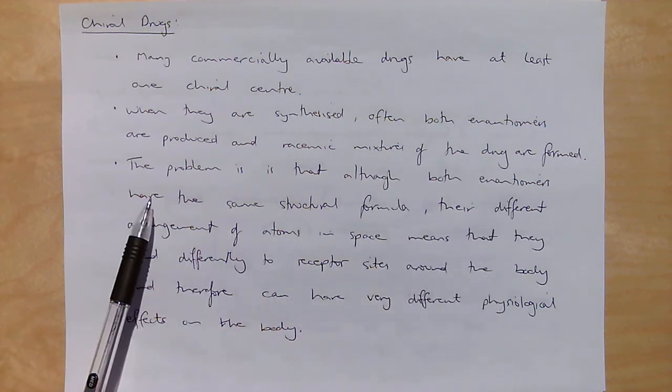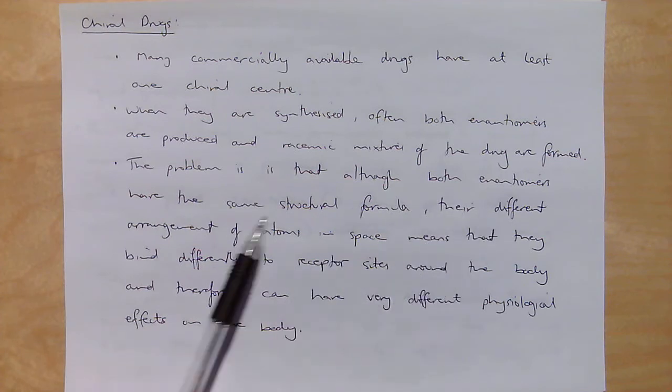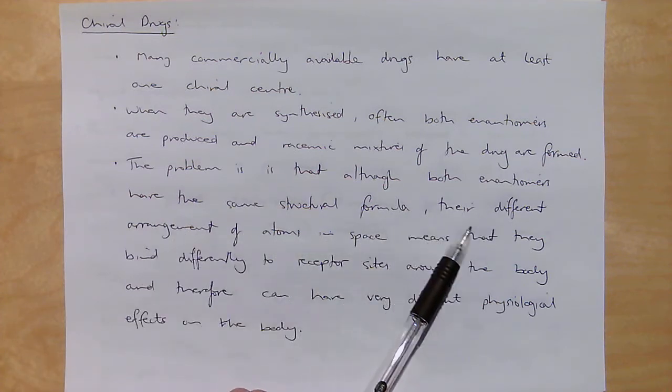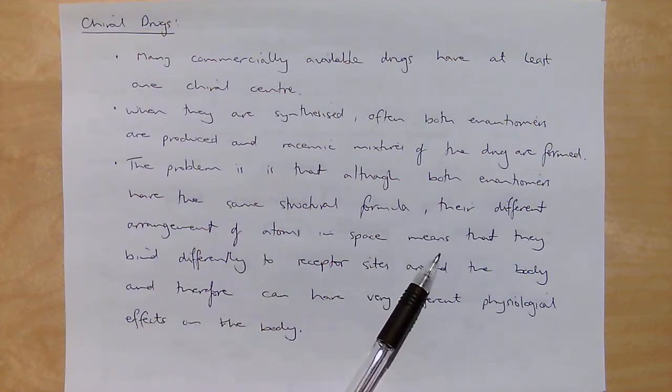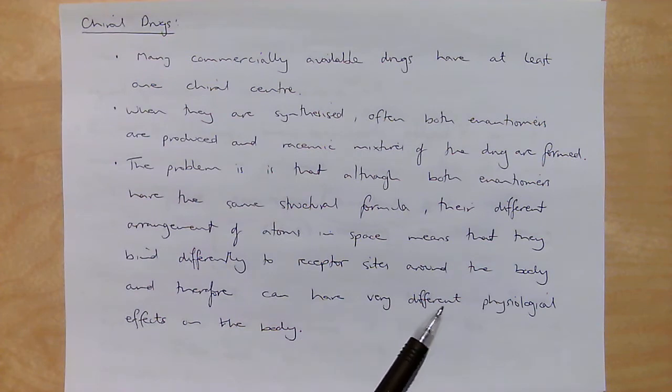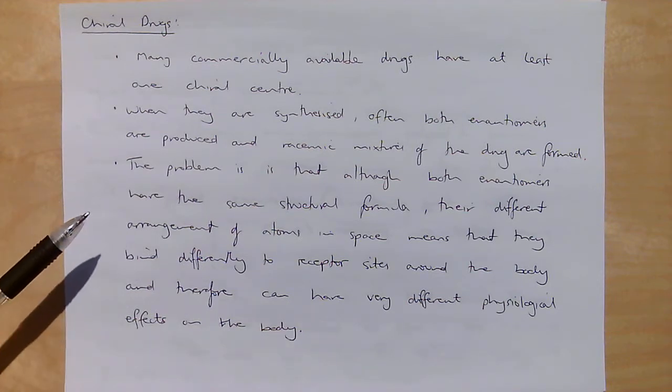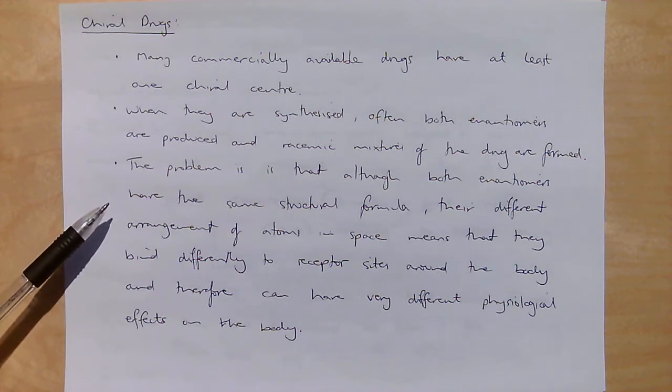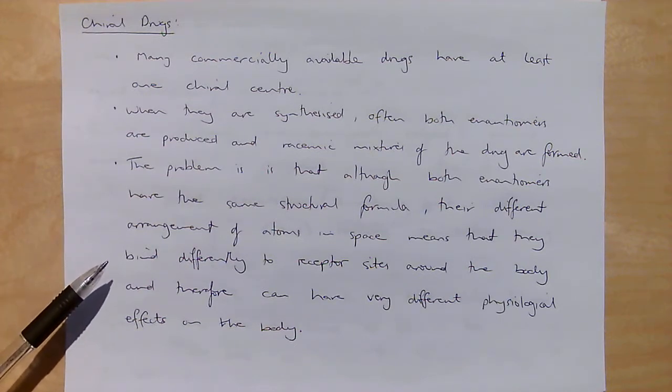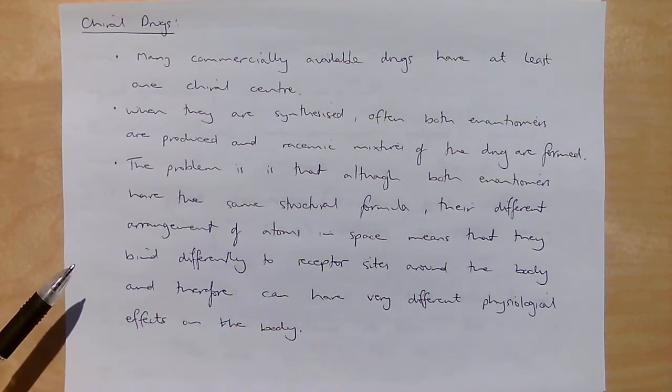The problem is that although both enantiomers have the same structural formulae, their different arrangement of atoms in space means that they bind differently to receptor sites around the body and therefore can have very different physiological effects on the body. This is very, very important. The enantiomers have the same structural formulae, as we know from the definition of stereoisomerism, but a different arrangement of atoms in space. So they bind to receptor sites, whether in cells or the active sites of enzymes, in a completely different way. Some enantiomers will bind, some won't bind.